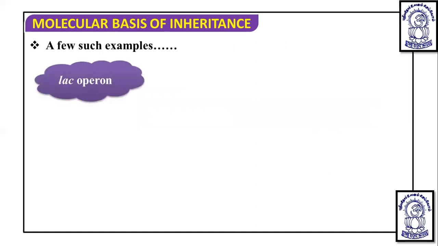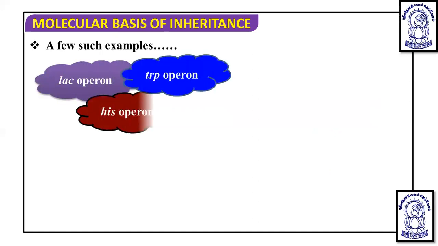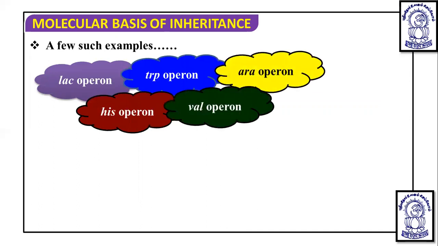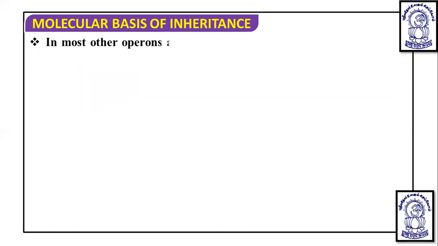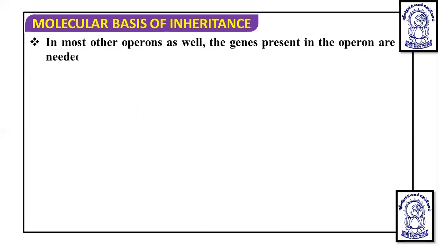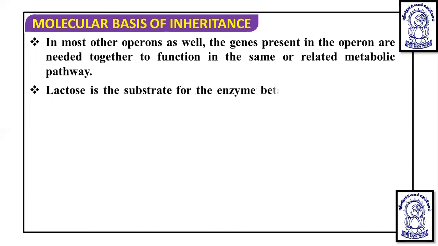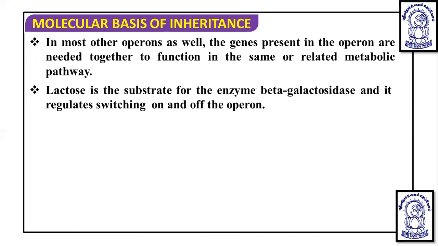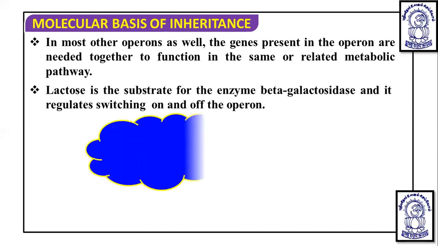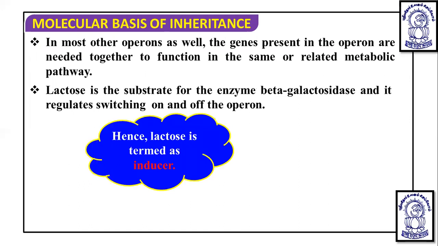A few such examples: the lac operon, trp operon, his operon, ara operon, valine operon, all of which we discussed. In most operons, the genes present in the operon are needed together to function in the same or a related metabolic pathway. Lactose is the substrate for the enzyme beta-galactosidase, and it regulates switching the operon on and off. It shows a switch-on, switch-off mechanism. So lactose is termed an inducer here.